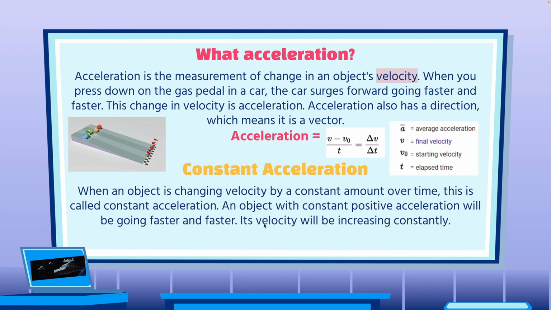Constant acceleration. When an object is changing velocity by a constant amount over time, this is called constant acceleration. An object with constant positive acceleration will be going faster and faster. Its velocity will be increasing constantly.